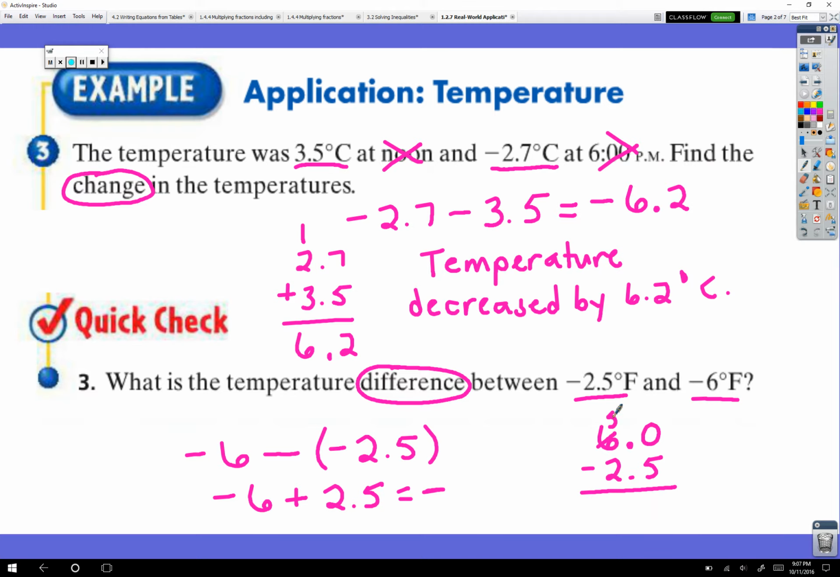Borrowing from the 6, 10 minus 5 is 5. Bring down my decimal. 5 minus 2 is 3. And remember, that was negative. So my temperature difference is negative 3.5 degrees Fahrenheit.